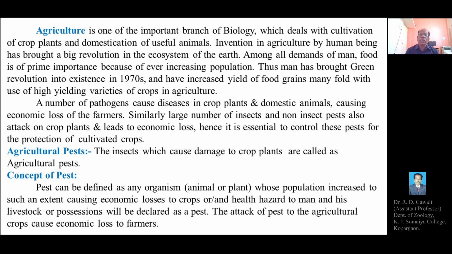So, any organism, plant or animal, whose number or population increases in the field to an extent that causes economic loss to the crops and causes health hazards or diseases to man and his livestock or possessions is called a pest. The attack of the pest on agricultural crops causes economic loss to the farmers.